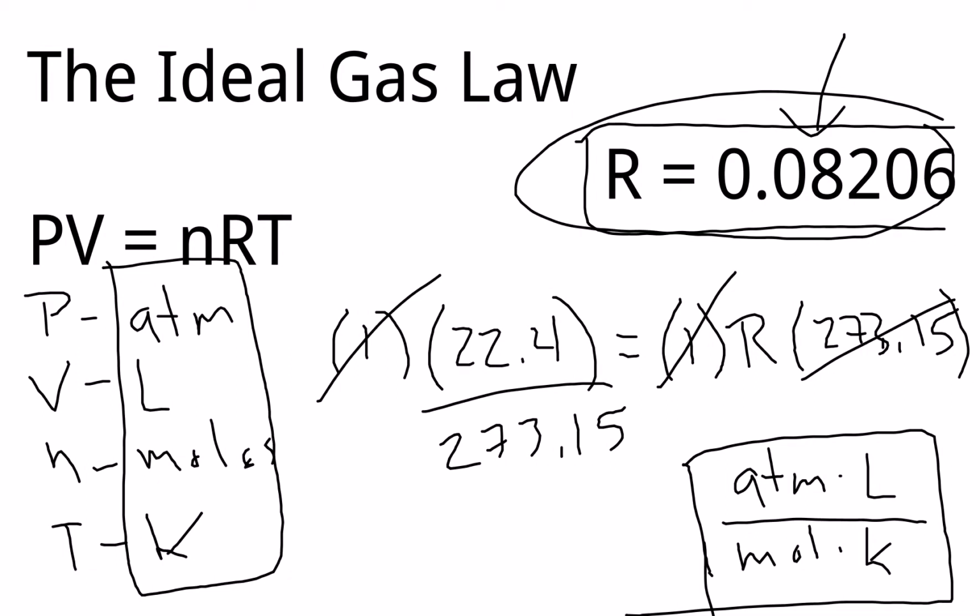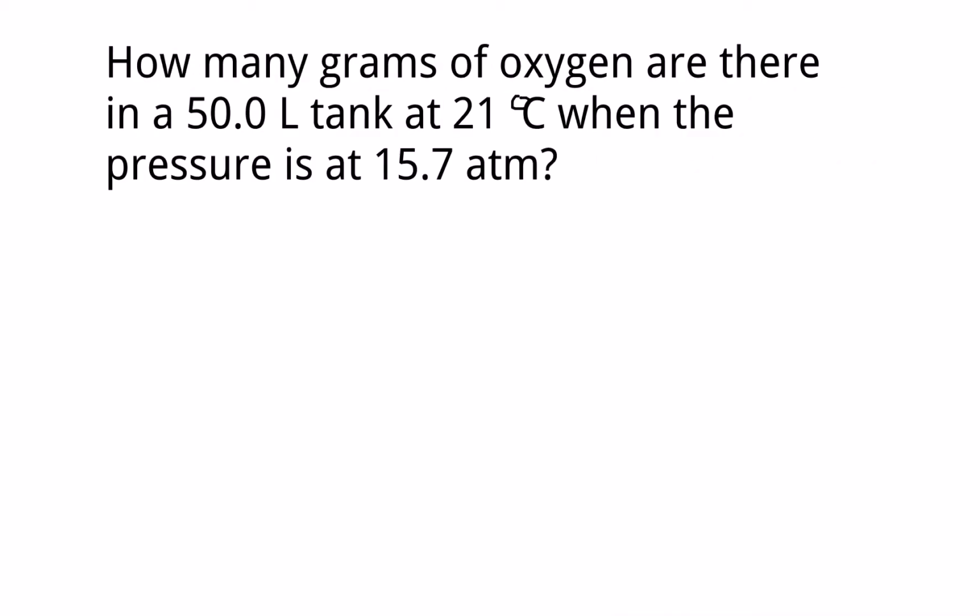So let's go ahead and actually practice some ideal gas problems using the ideal gas equation. So we'll start with this one here. It says how many grams, and notice that it asks for grams, of oxygen are there in a 50-liter tank at 21 degrees Celsius when the pressure is 15.7 ATMs. So that's a lot of information that they're giving us there.